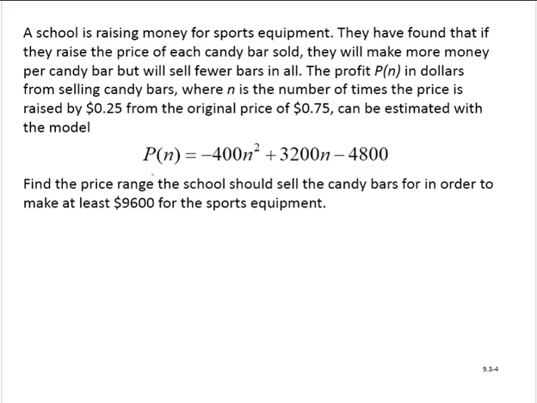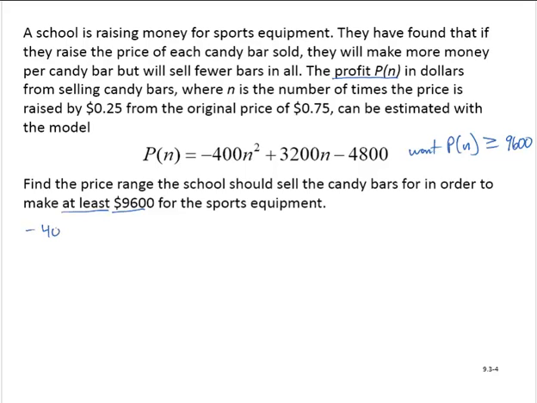Alright, so we want the price range. Let's see, and P of n gives the profit. So we want to make at least $9,600. So we want the profit, P of n, to be greater than or equal to 9,600. At least means greater than or equal to.